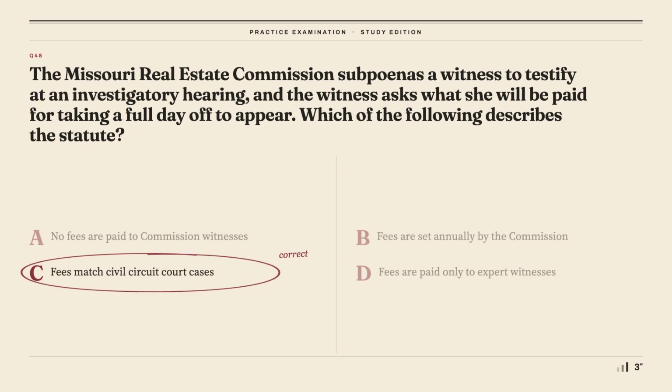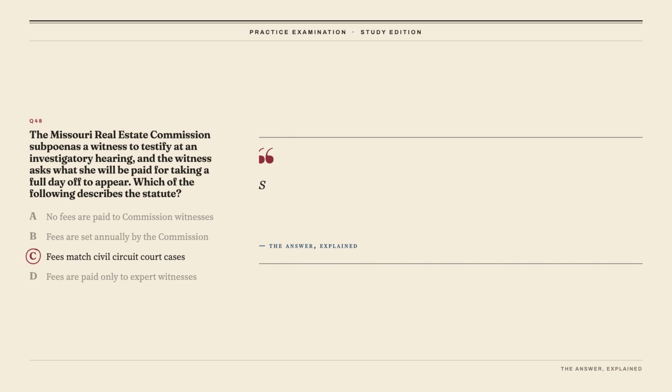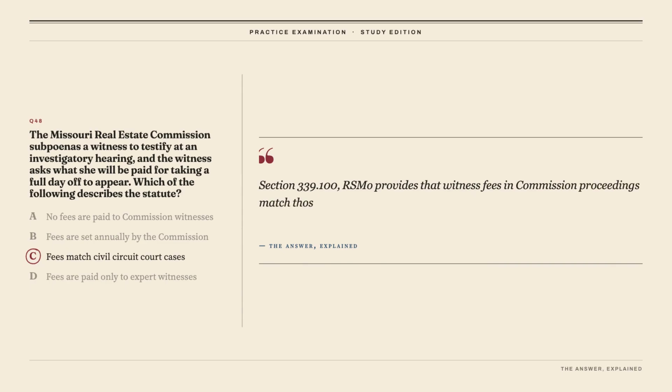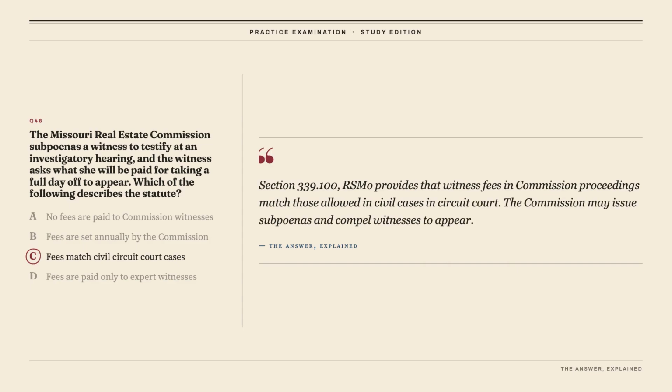The correct answer is C. Fees match civil circuit court cases. C is correct because Section 339.100 RSMo provides that witness fees in commission proceedings match those allowed in civil cases in circuit court. The commission may issue subpoenas and compel witnesses to appear.